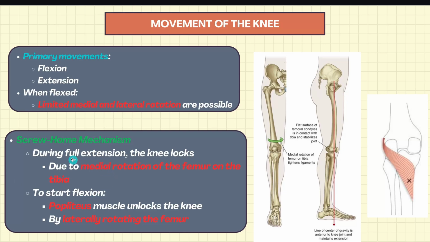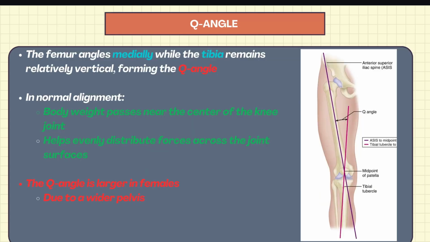This movement is called the screw-home mechanism. During full extension, the knee is locked. So you can see here, the knee gets fully locked, okay? This is due to medial rotation of the femur on the tibia. However, to start flexion, you have this muscle over here called the popliteus muscle, which unlocks the knee from this medial rotation by laterally rotating. So you see, this is gonna pull the tibia and laterally rotate it, allowing for limited medial and lateral rotations at the knee joint. Now let's start talking about the Q angle.